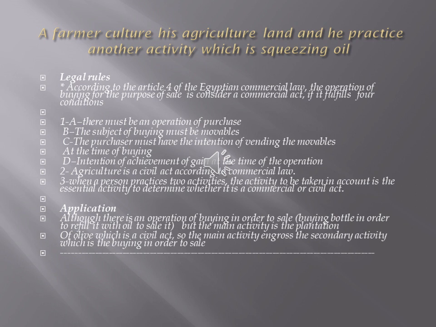In the application, simply we will determine first what is the main activity. Here it is obvious that the main activity is agriculture. So the civil law will govern or will rule both of the economic activities, the agriculture and the operation of buying for the reason of sale, because agriculture is the essential activity.